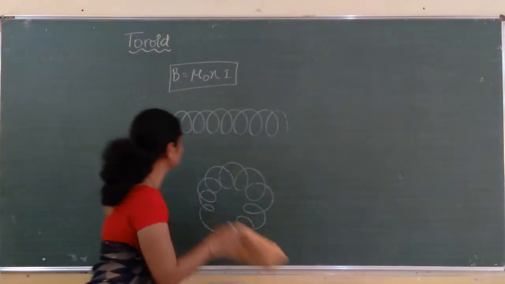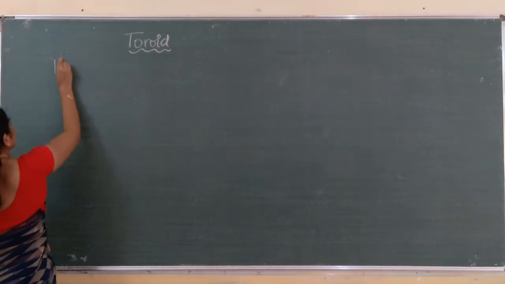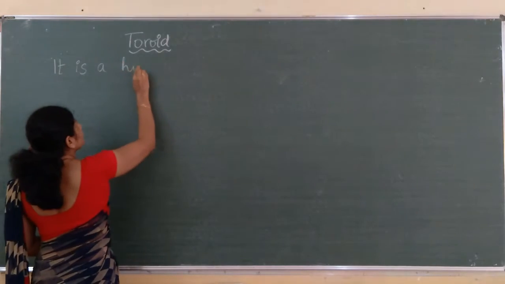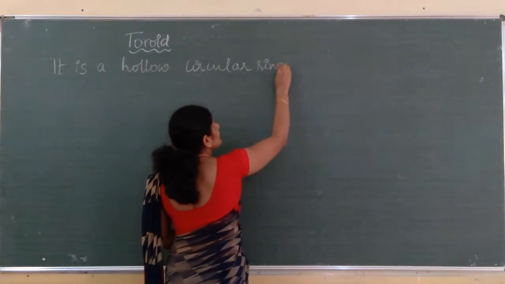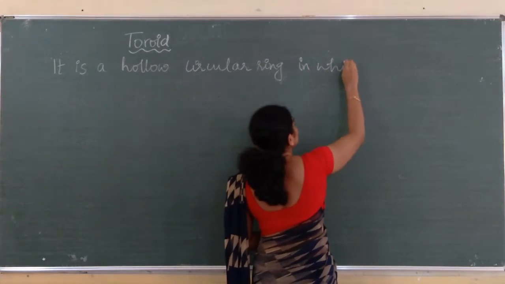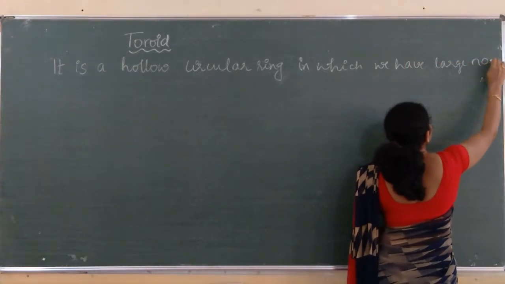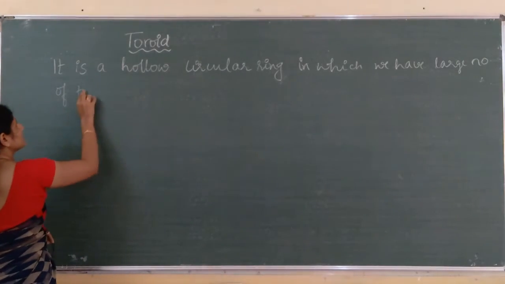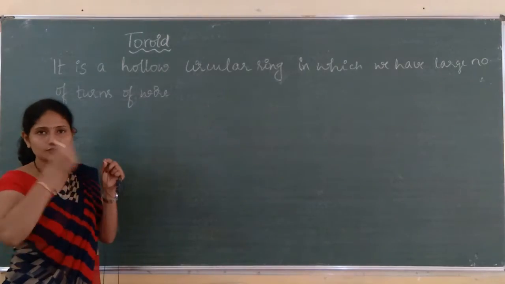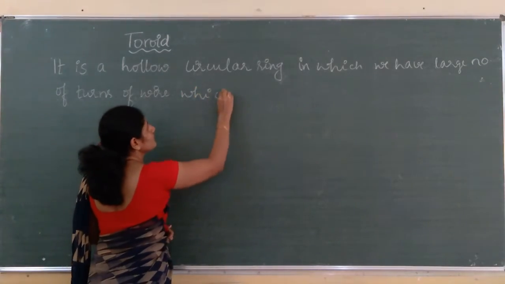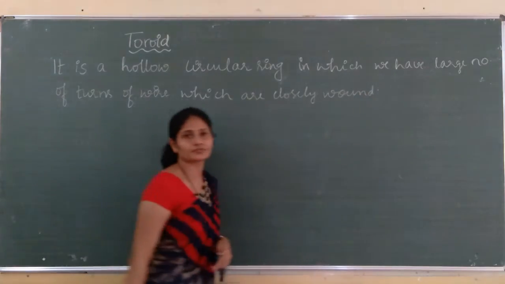So, toroid, how to define it? Toroid is a hollow circular ring in which we have large number of turns of wire which are closely wound. So, this is a toroid. I will draw the diagram.